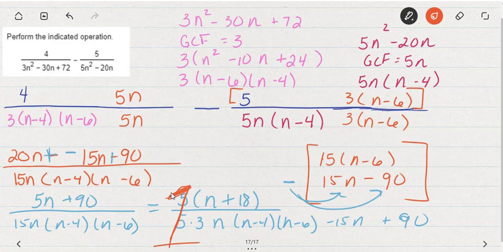So it looks like our final answer is n plus 18 over 3n times n minus 4 times n minus 6. Well, I hope that video helps you just a little bit more, and I'll say that the only way to really get good at this type of a problem is to practice it. So I hope you'll jump into the homework and practice this type of example.